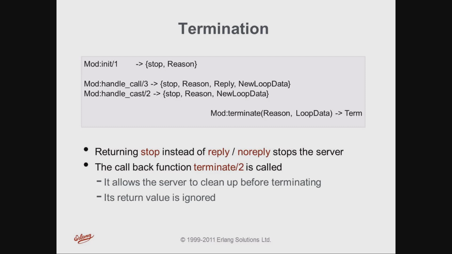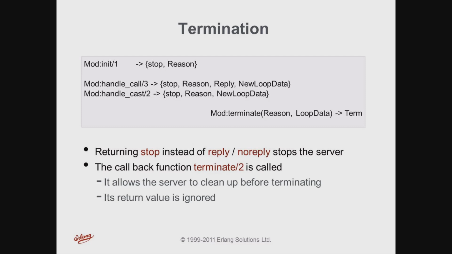Terminate takes two arguments. One is the reason for termination and the other is our state. It allows the server to clean up after itself. And once it's cleaned up, the server itself terminates. Terminate can return any value, and that value is just ignored.